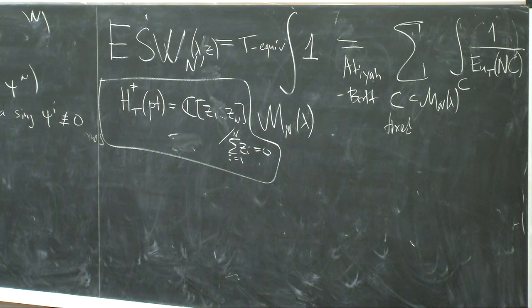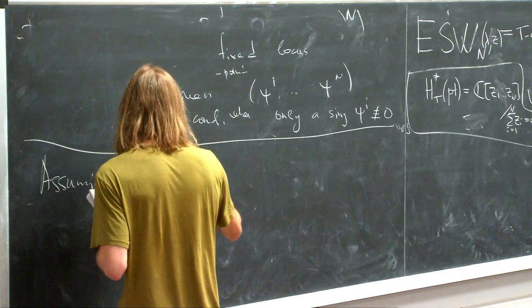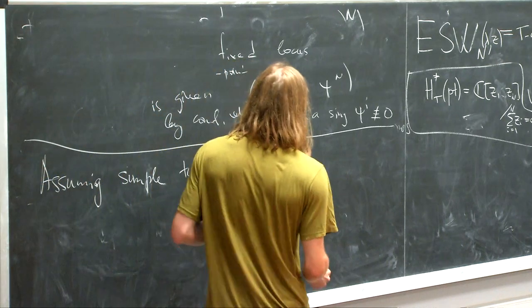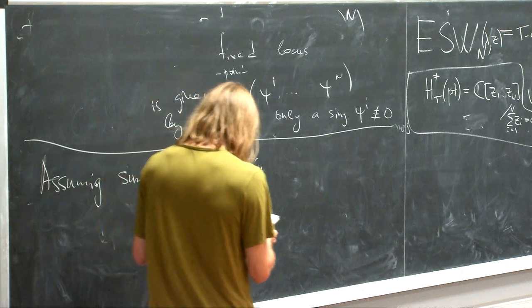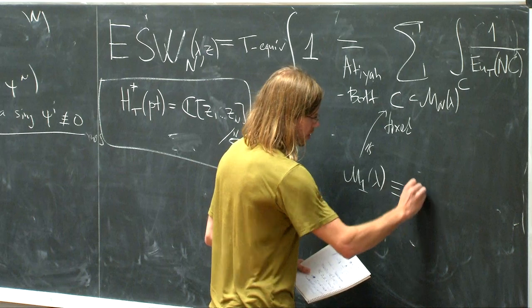And so in particular, okay, I have like 5 minutes left, so let me, assuming the simple type conjecture, I said it, but I didn't write it. So the statement is that the fixed components, due to this argument, are just isomorphic to a single monopole moduli space, which we denoted by just M lambda before.